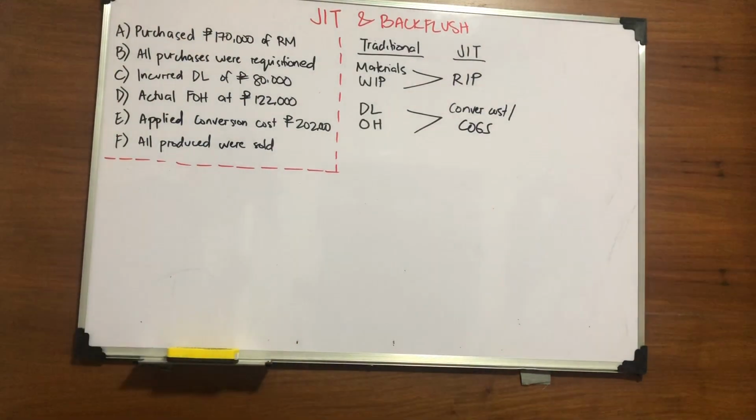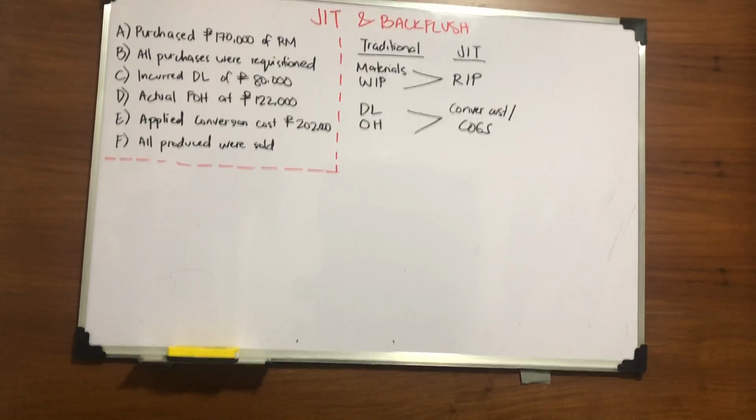So the last is that in traditional costing, overhead is applied to products as they are being produced and is recorded into the work in process account. In JIT costing, overhead is not applied to production until they are completed. When products are completed under JIT costing, labor and overhead is added to the cost of goods sold since the goods are sold soon after production is completed.